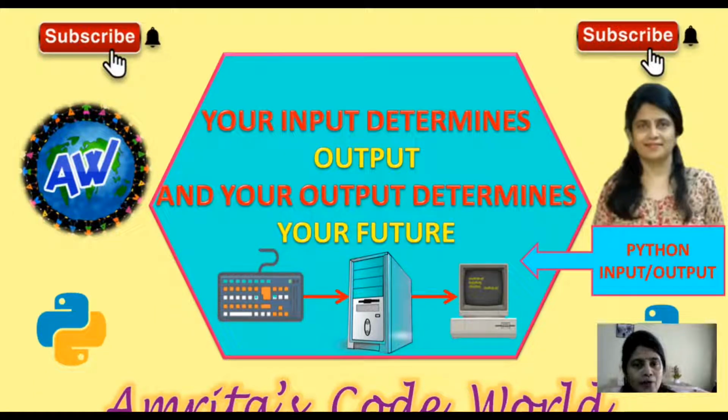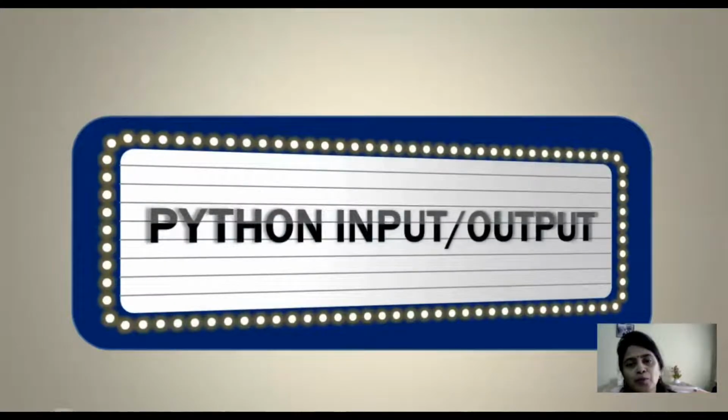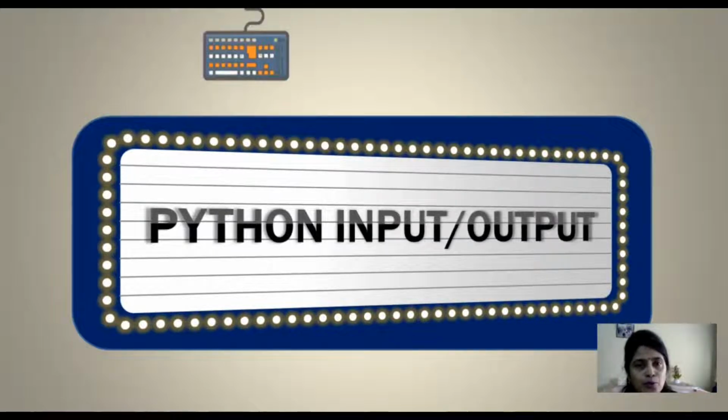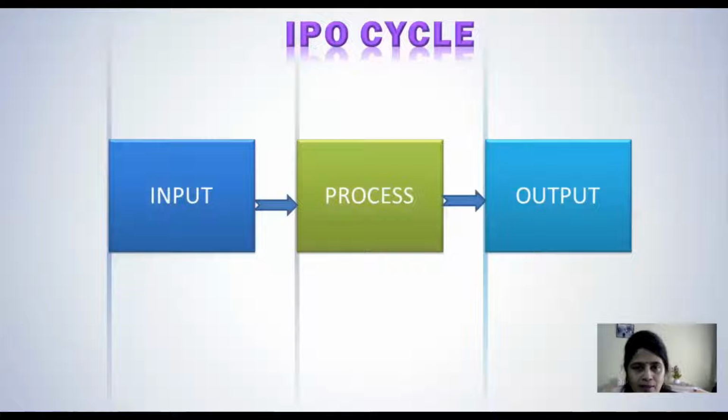Today in this video I am going to discuss input and output operations in Python. Friends, Python input-output operations are done by standard input and output devices. We provide the input through a standard input device like a keyboard. Then that input is processed by the processor like the CPU, and then the output is displayed on the standard output device like a monitor.